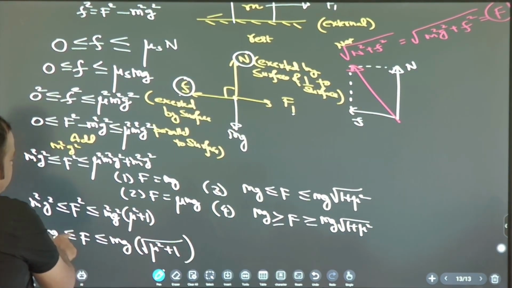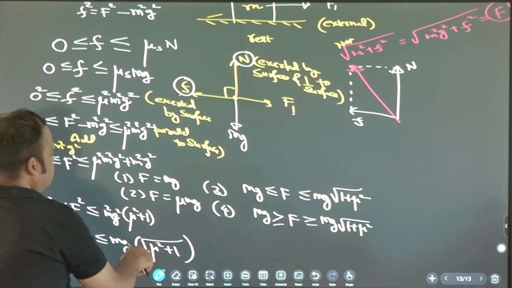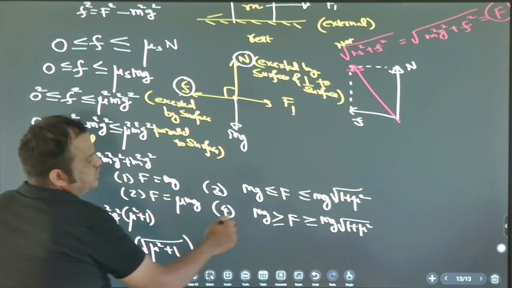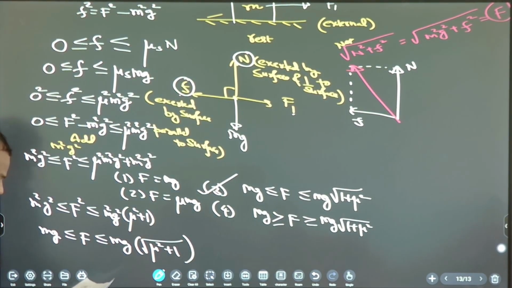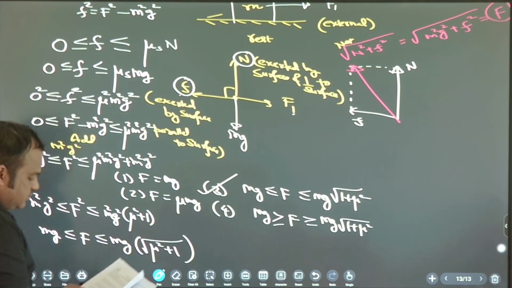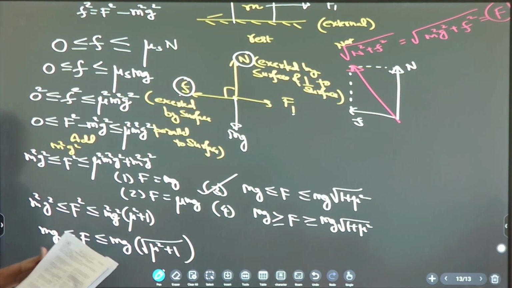Capital F must be greater than or equal to mg, less than or equal to mg square root of mu square plus 1. So third option. Okay, check the answer is correct. What answer is given? Third option. Okay, next question, tell.